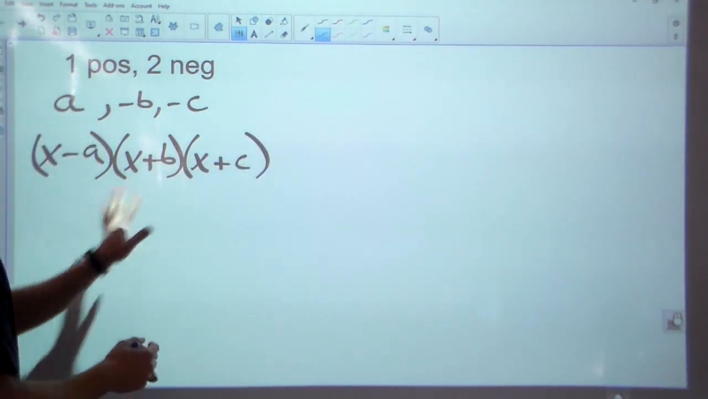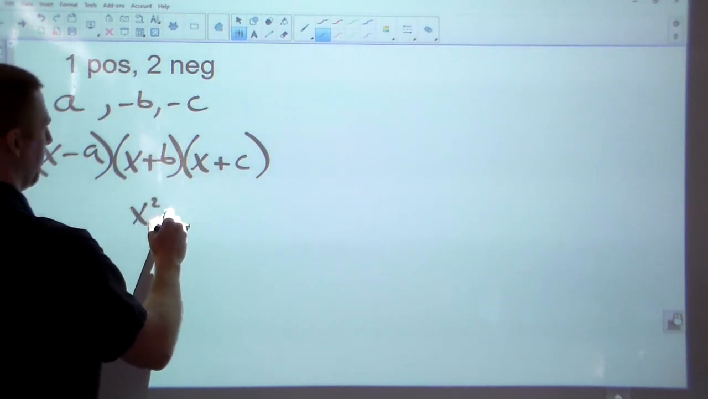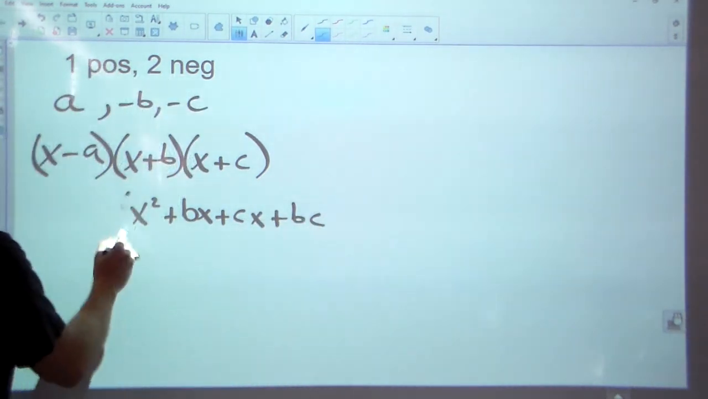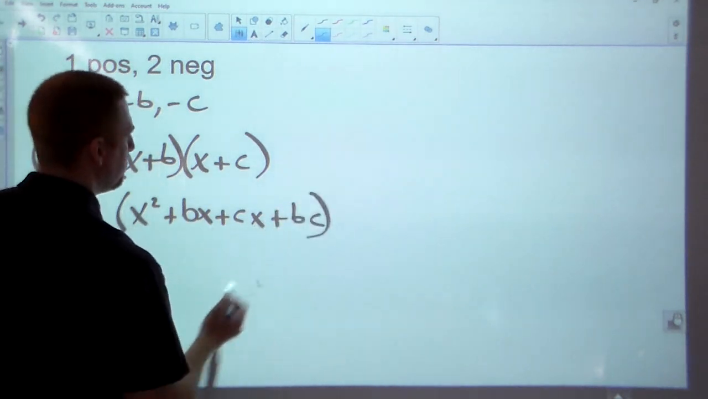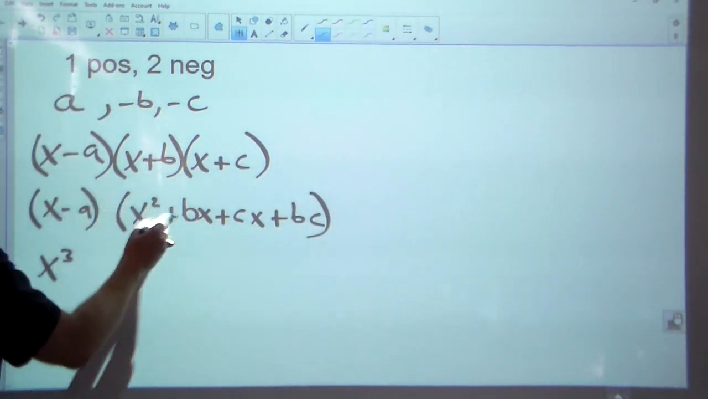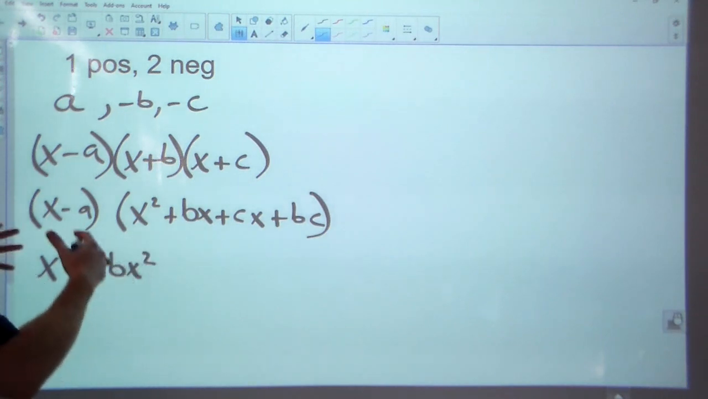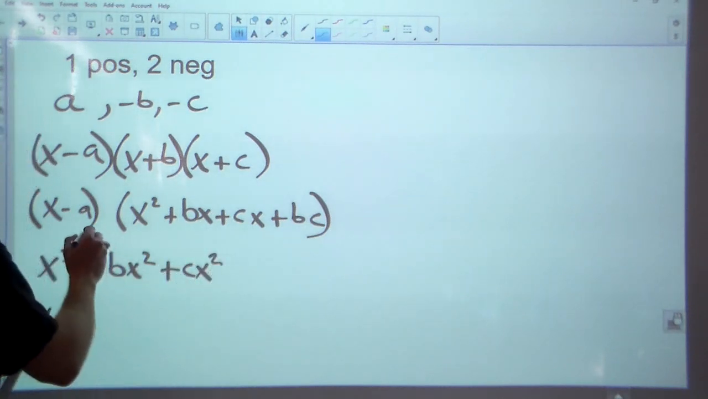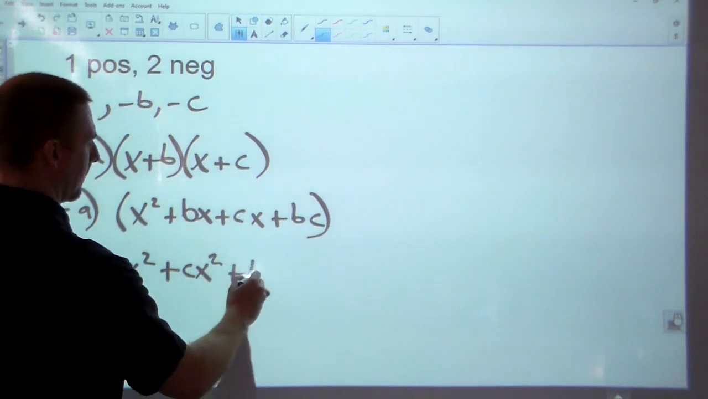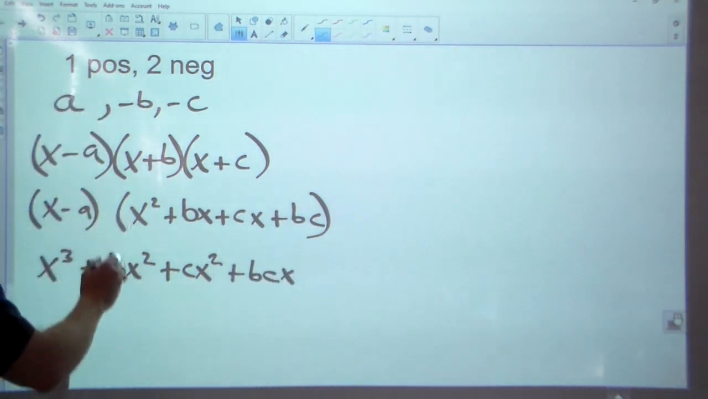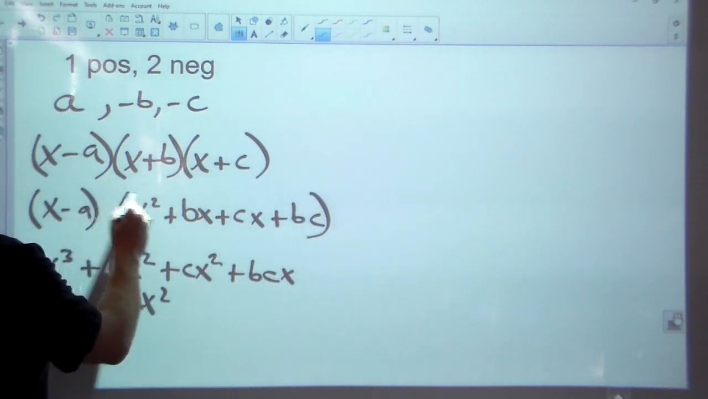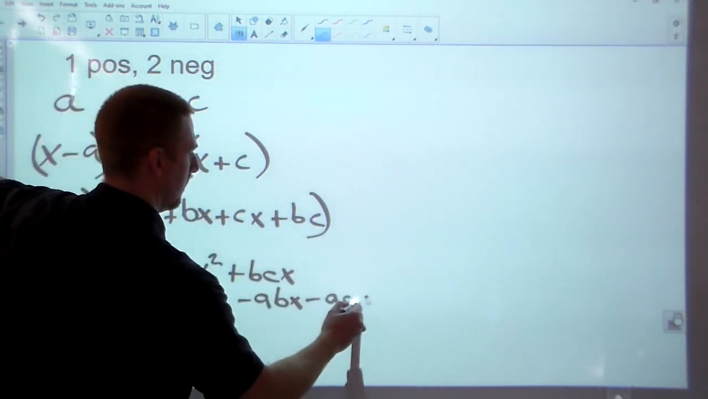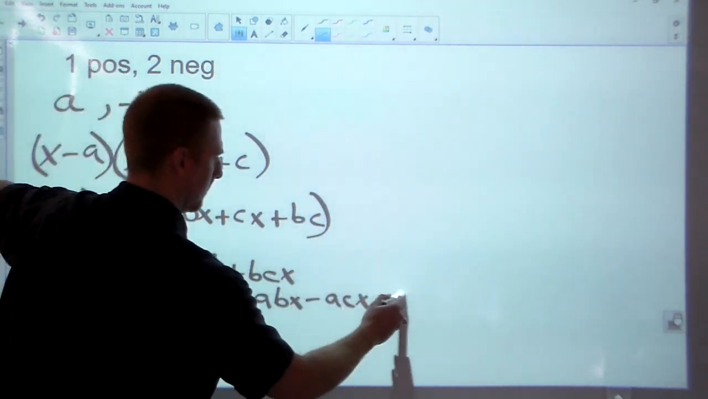Then if I start expanding things out, I'm going to start with my two positives just because they'll be a little bit easier to deal with. So that gives x squared plus bx plus cx plus bc at the end. And then x minus a times those. All right, so x cubed plus bx squared. I'll group these in regions again. x times c, so cx squared. And finally, bcx. Okay, now I've got negative ax squared, negative abx, negative acx, and finally, negative abc.